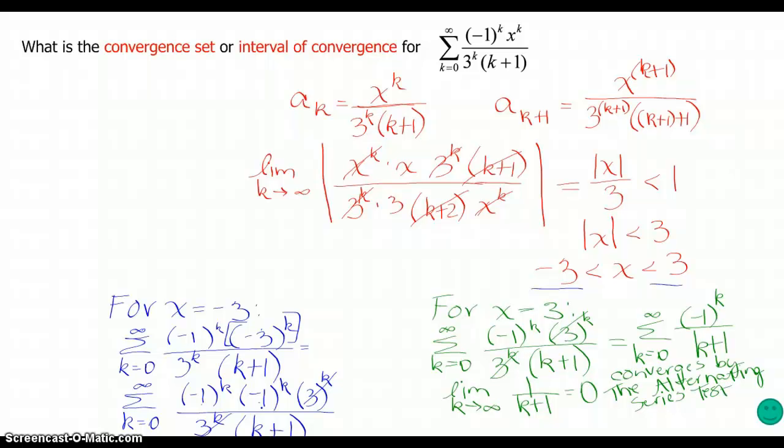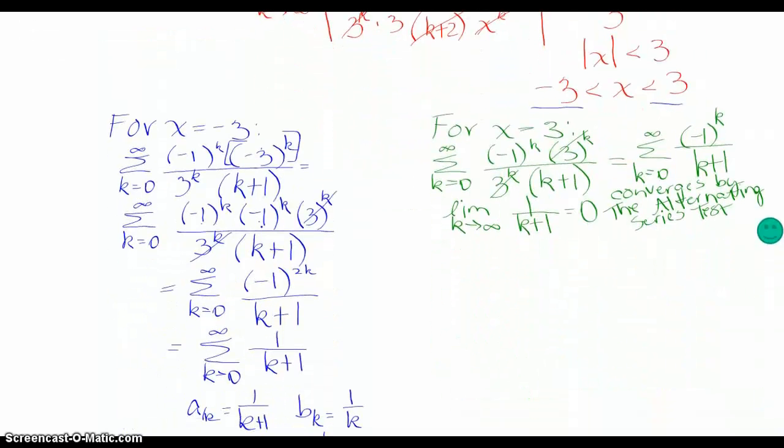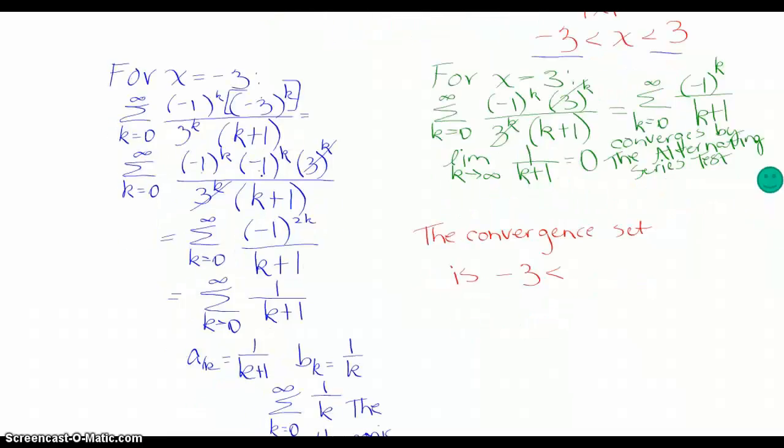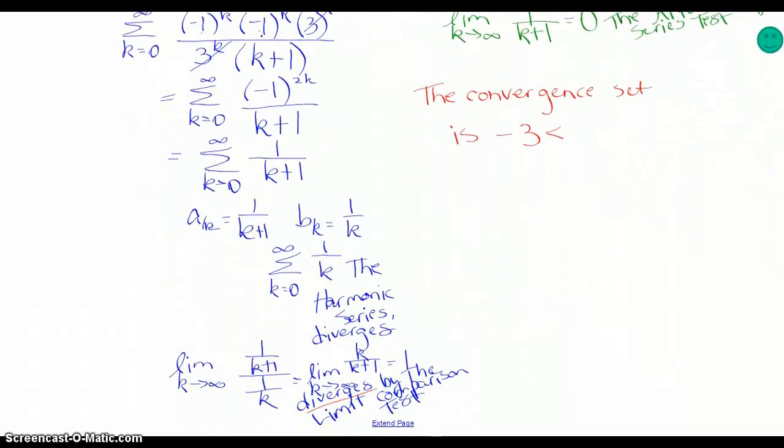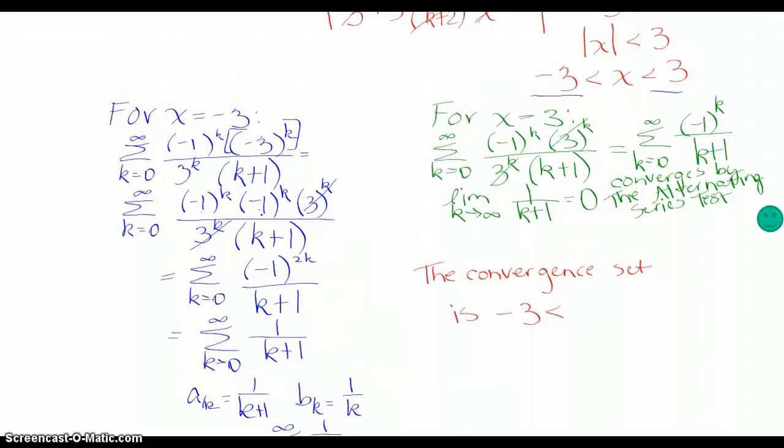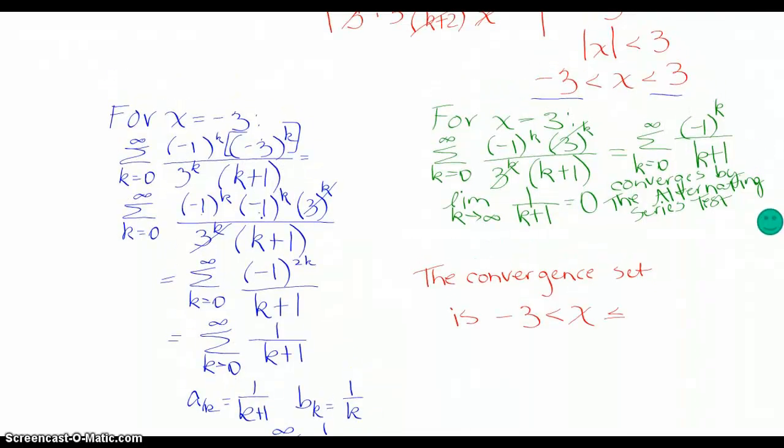And again, we haven't answered the question, so we'll need to be careful here because the convergence set is, now this is the case where -3 was not included because it diverges when x is -3, but +3 is included because it converges at positive 3.